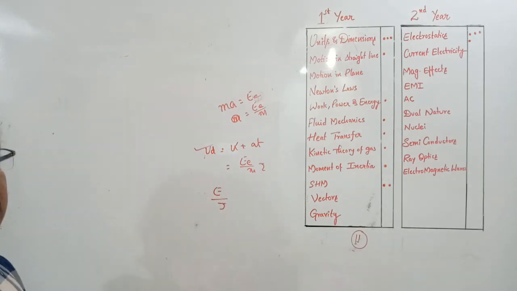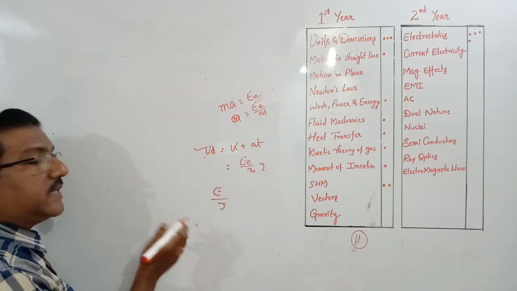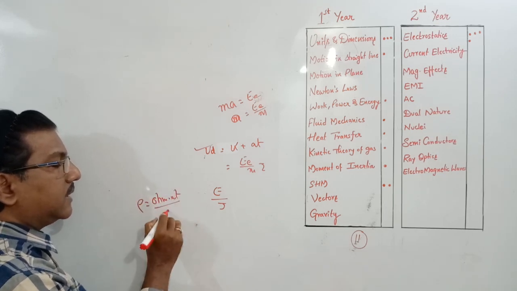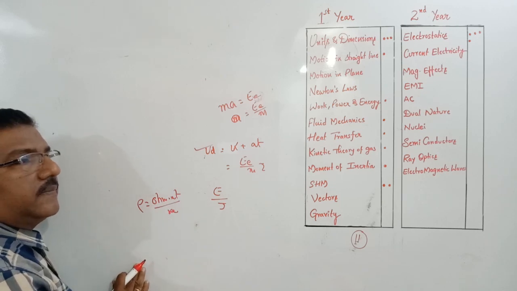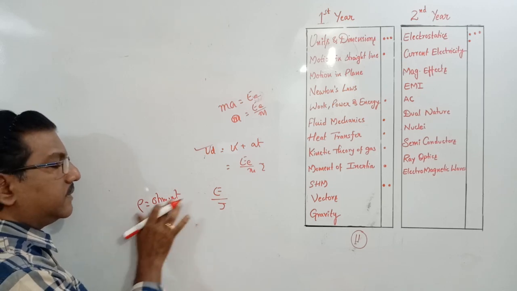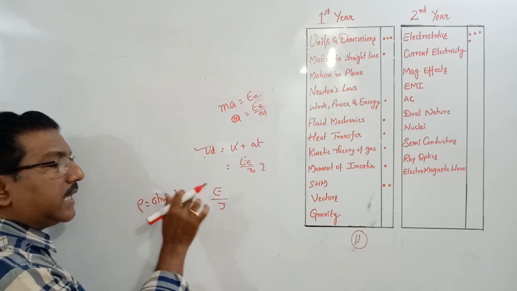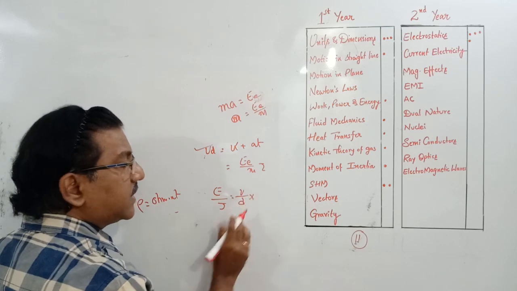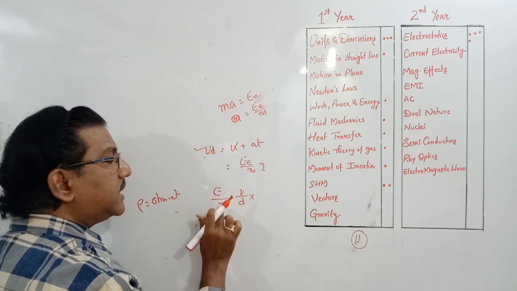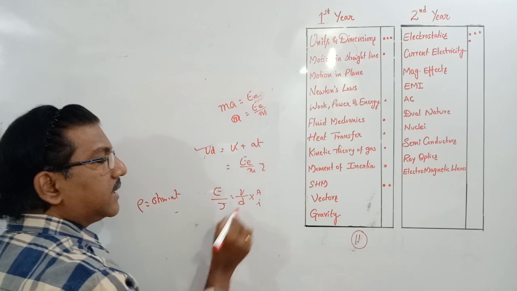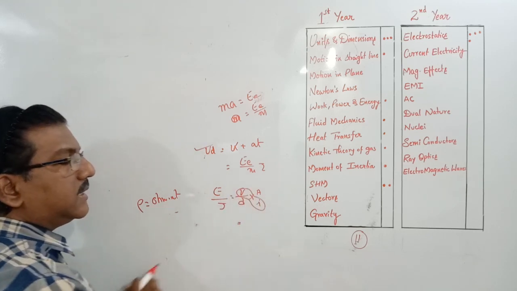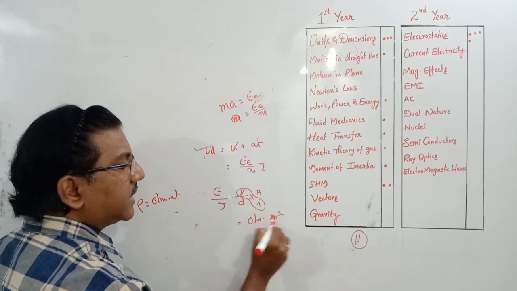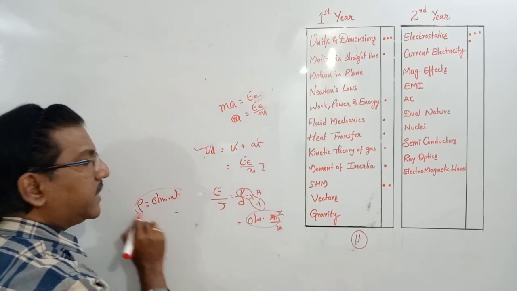What is resistivity here? Resistivity, specific resistance, rho is equal to ohm meter. Ohm meter, resistivity, is it or not? Here E is equal to V by d. E is equal to V by d, J is equal to I by A. V by I is nothing but what? Ohm. Area meter square, d meter, cancel, ohm meter, ohm meter.